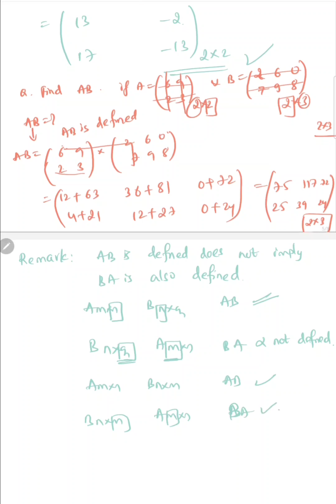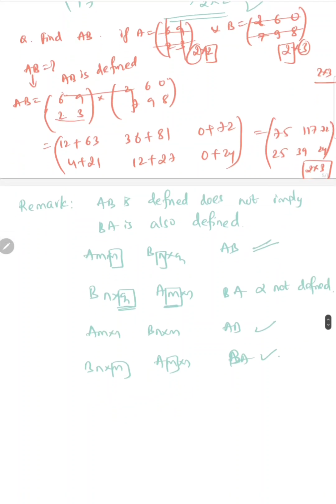BA is defined. So in order for both AB and BA to exist, it should be noted that the number of columns of the first matrix is equal to the number of rows of the second matrix, and the number of rows of the first matrix is equal to the number of columns of the second matrix. In that case, both AB and BA will exist.